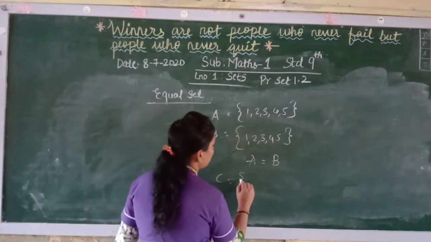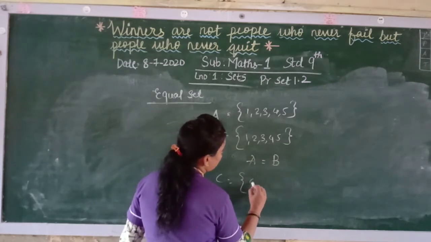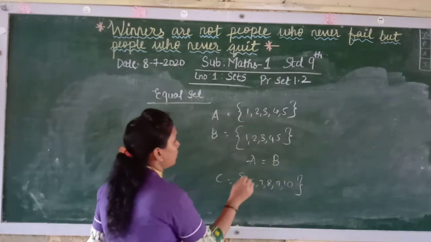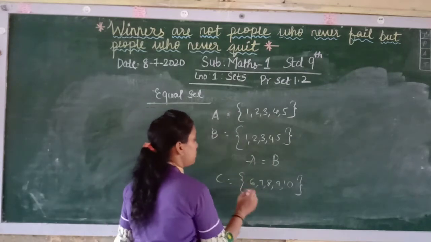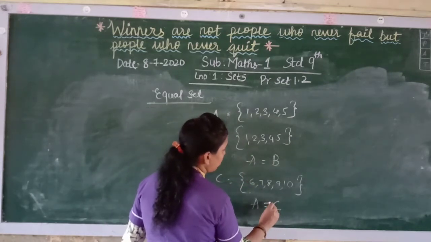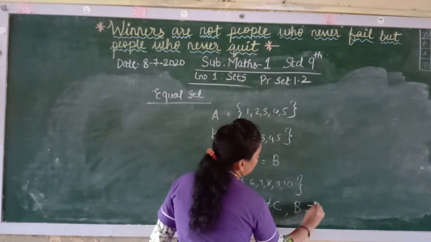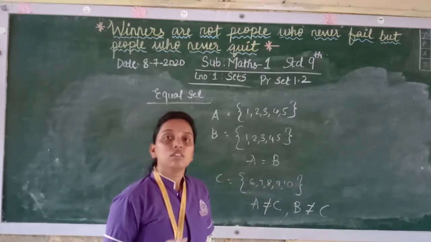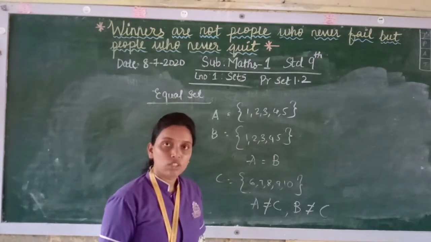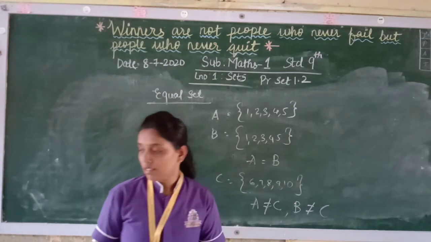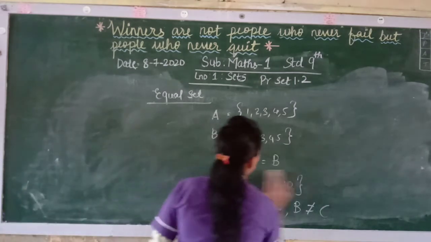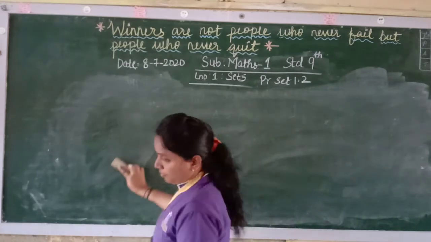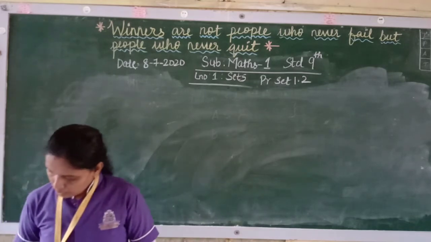Now if I put here natural numbers from 6 to 10: 6, 7, 8, 9, 10. If you take A and C, or B and C, they are not equal because the elements inside the sets are not the same. Whenever the same elements are there in both the sets, they are equal sets. Now we will see examples for that in the practice set. Now see the first sum.